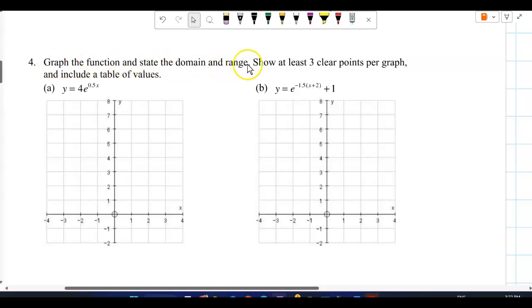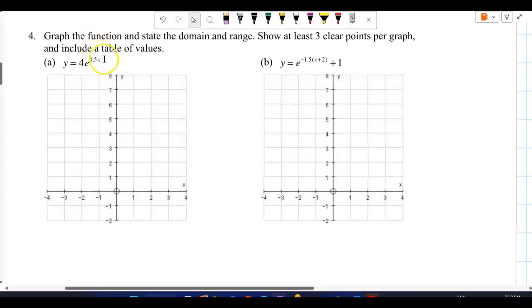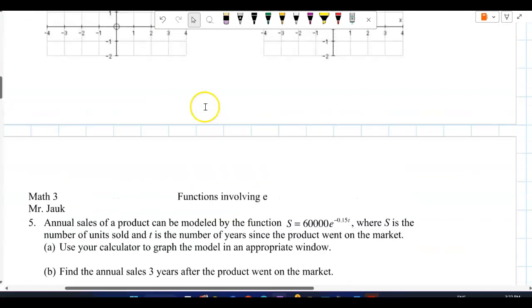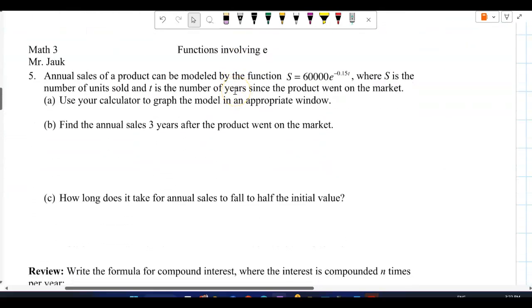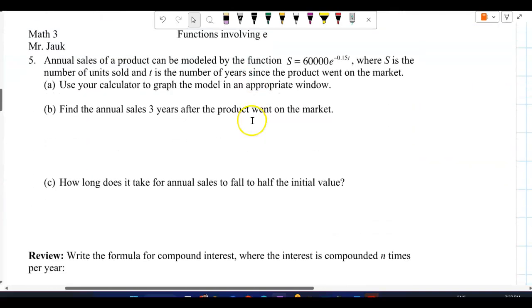Graph the function and state the domain and range. At least 3 clear points should be shown. This is quite irritating without a calculator, because you can't know the powers of e. So you have to use a calculator. Then it's easy: you just enter some values, get some values, and plot. Write the function and find the points. Easy, you just have to use the calculator.